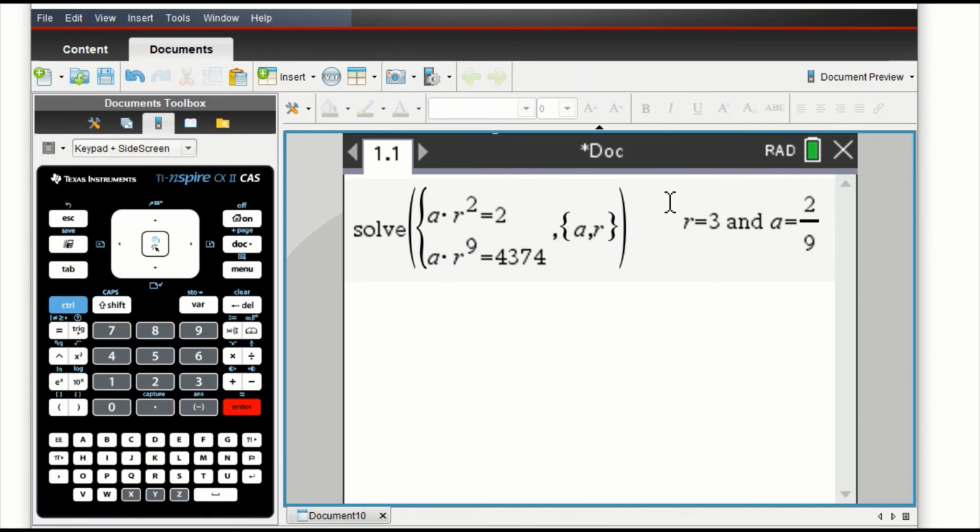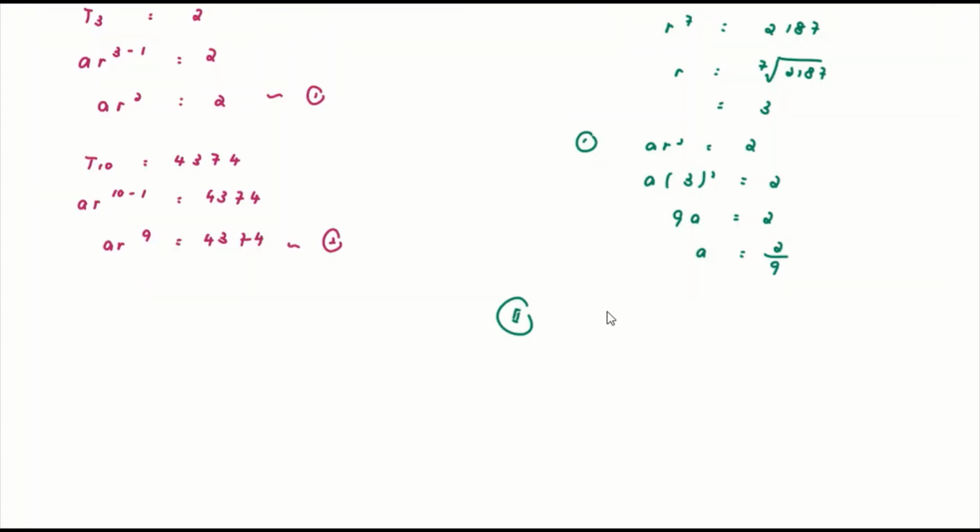Okay, and this is basically what we have found just now. Then we just write down your answer. R equals to 3 and then A equals to 2 over 9. This is by using, let me just write down first, solving system of equations. Then you'll be able to get your A. The calculator actually gives you R is 3 and A equals to 2 over 9.